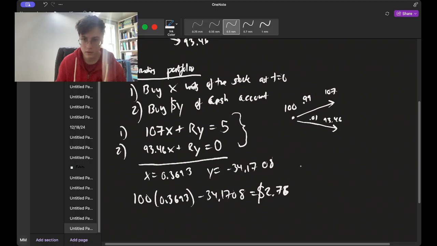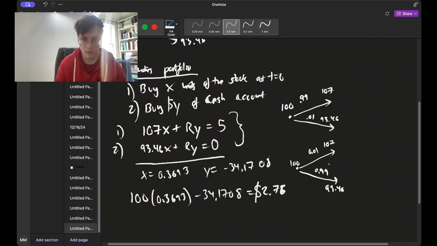Here's another stock. It goes up to 107, down to 93.46, but the probabilities are different. I'm going to flip them, 0.01 and 0.99. According to the theory we just proposed, the price of these options should be exactly the same, even though the probability of you getting a payout here is way better.